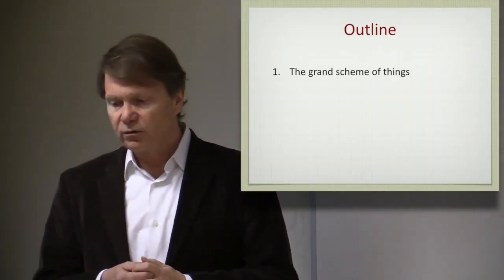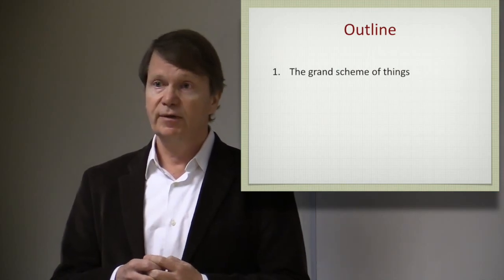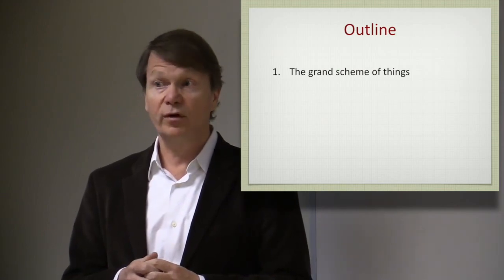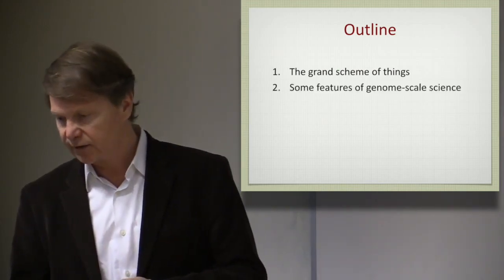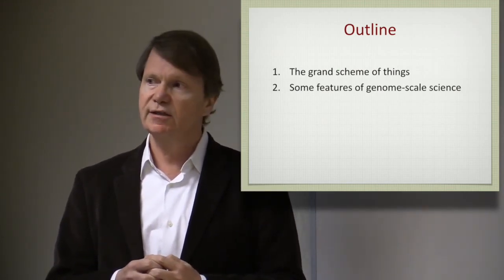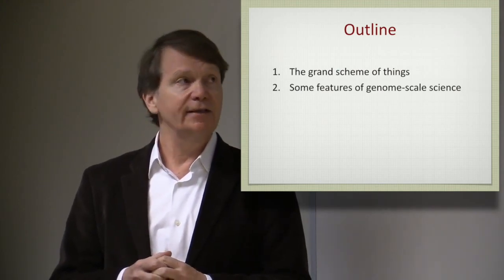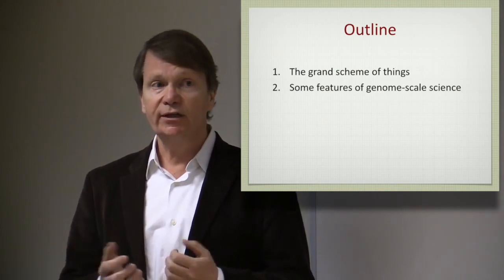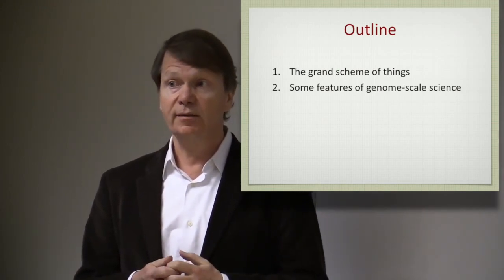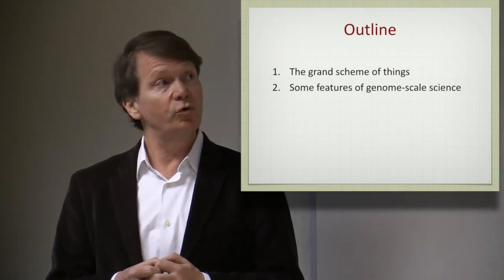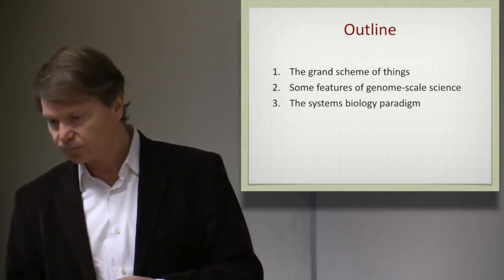So the outline is as follows. We'll first talk about the grand scheme of things, and this will be focused on the genotype-phenotype relationship that is so foundational to all life sciences. We will then talk a little bit about the basic features of genome-scale science. As you know, in the mid-1990s, the first genome sequences came out, and we've been mining them now for 20 years. And because we can now take genome scale points of view of organisms, we have something that's called genome scale science. And the type of systems biology we're going to go through here is an example of that.